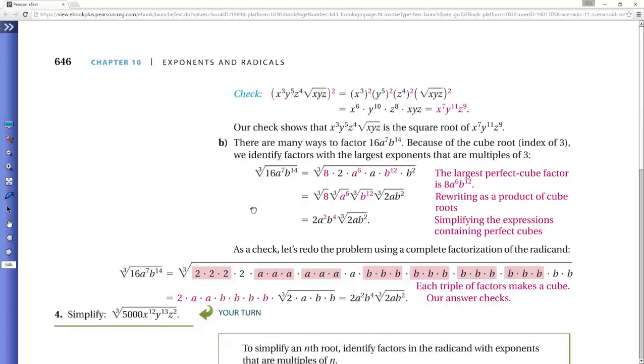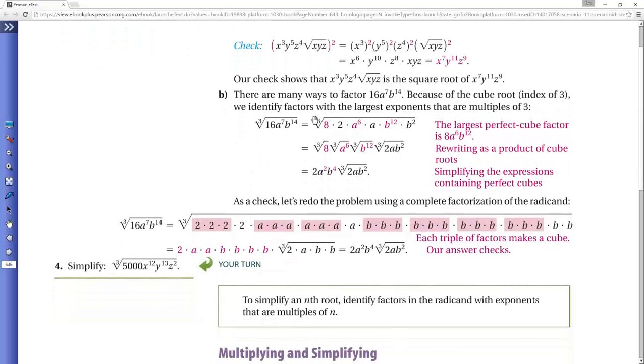a lot of different ways. So they're going into this again here, this cube root. I want the exponents to be multiples of 3. So I could have a to the 3rd, a to the 6th, a to the 9th, a to the 12th, and so on. So I'm looking for multiples of 3.